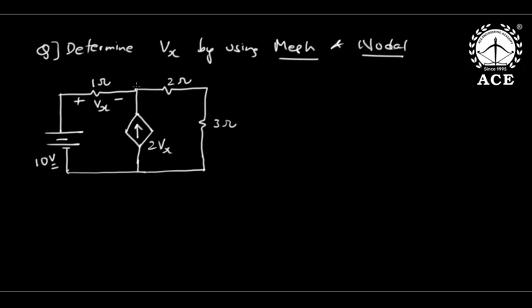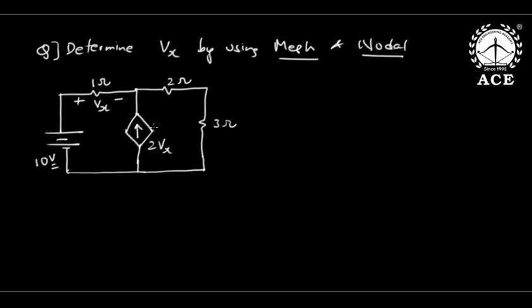Now in normal mesh analysis, there are two normal mesh equations, but apart from that, there will be one link equation. What is a link equation? Link equation is the link between the dependent parameter Vx and the mesh currents. When dependent sources come, don't confuse. Normally in mesh analysis there are two meshes, plus one extra dependent source. So that extra link equation you have to write.